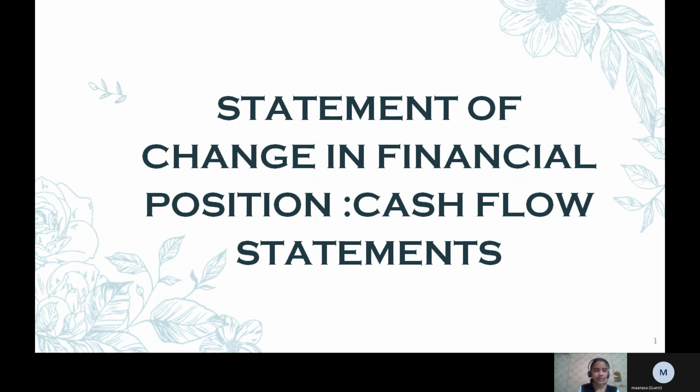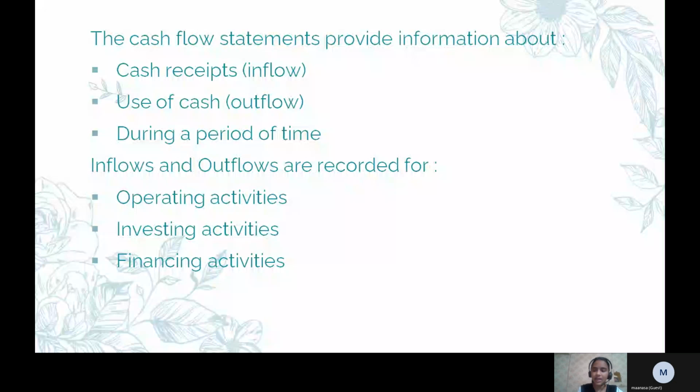Cash flow statements. Cash flow statement is a statement that shows the flow, that is inflow and outflow of cash and cash equivalents during the period under the report. Transactions that increase the cash and cash equivalents are inflows, whereas transactions that decrease the cash and cash equivalents are outflows. Cash and cash equivalents include cash on hand, bank balance, and marketable securities.